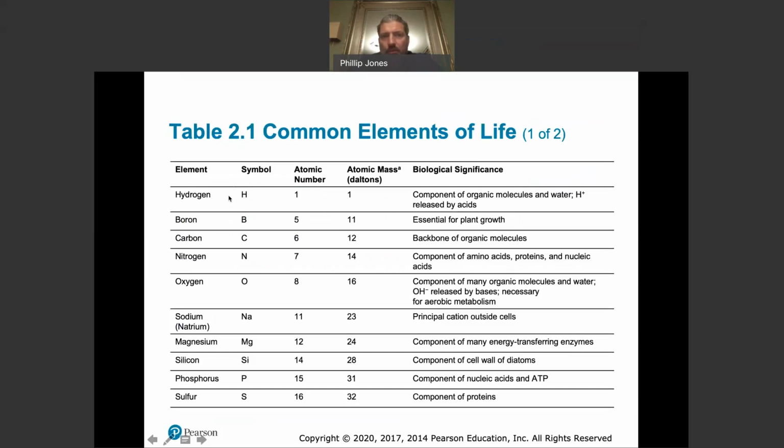So there's a table of common elements of life. We're only going to be dealing with a lot of these in chemistry, biochem, microbiology, or whatever you're going to be taking in the science field.